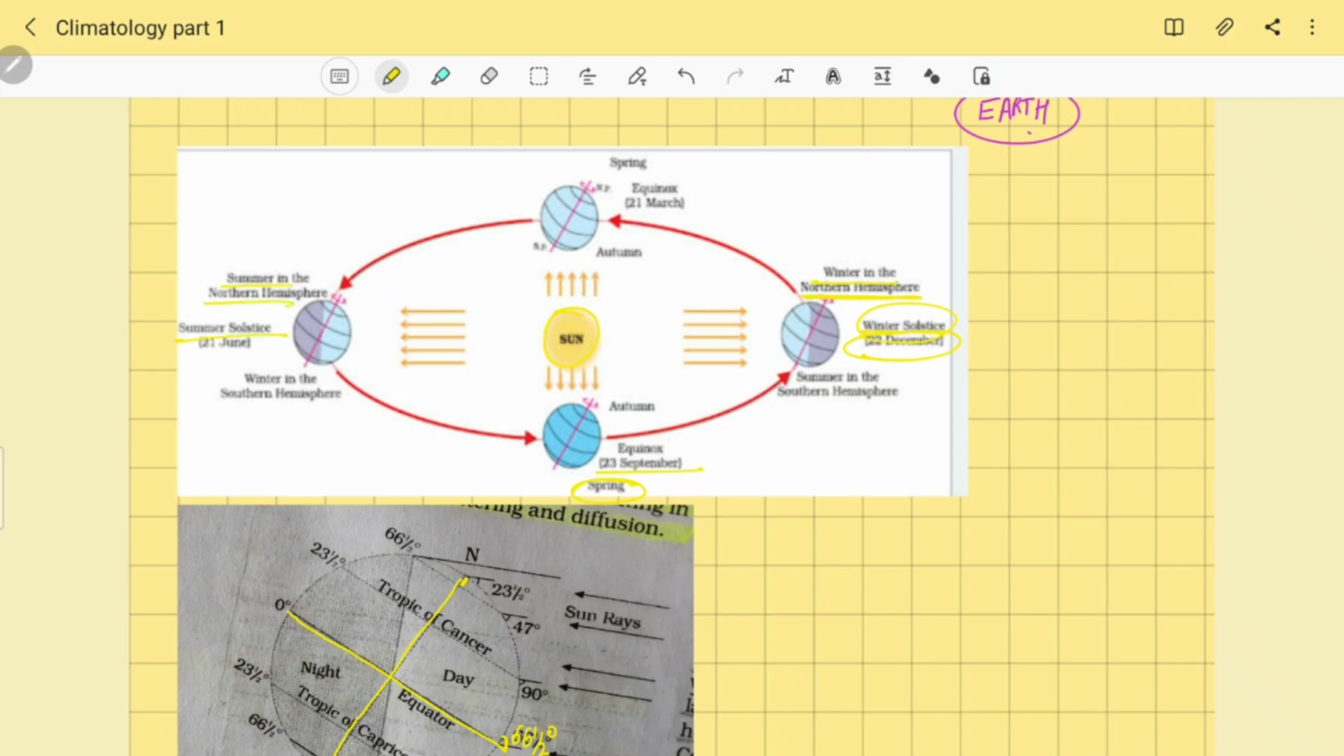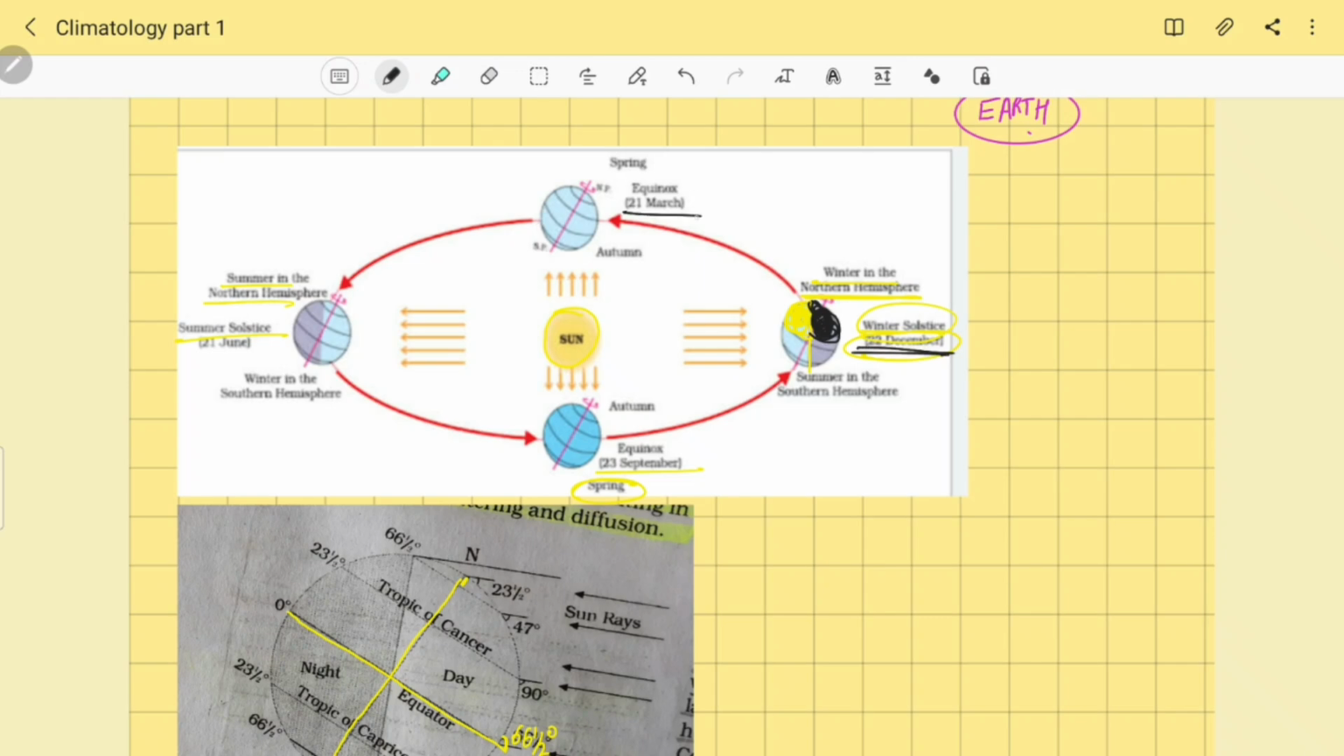So if you could see here, there is this line. You can see winter is experienced in the northern hemisphere, like this part is the northern hemisphere, right? So only this much part experiences sun rays, and the other part here does not experience very heat, like sharp sun rays. So that's the reason we experience winter on 22nd December.